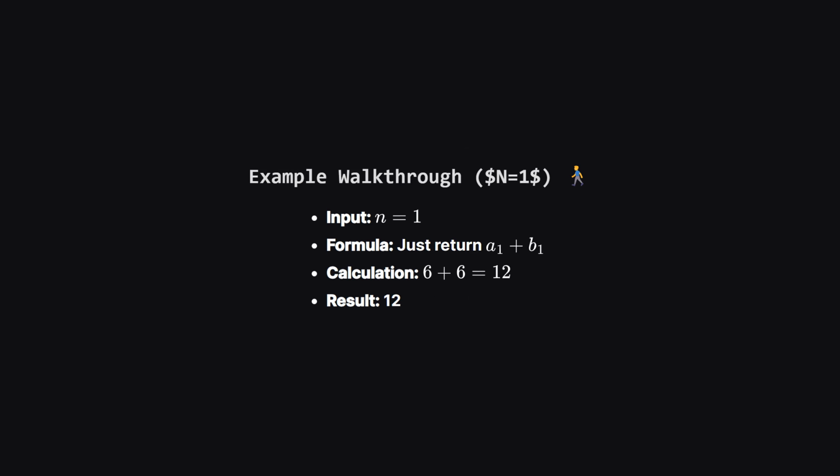Let's double check this with a simple example. If n equals 1, we just have a single row. We know we have 6 ABA ways and 6 ABC ways. So the total is just 6 plus 6, which gives us 12. This matches the problem description perfectly.